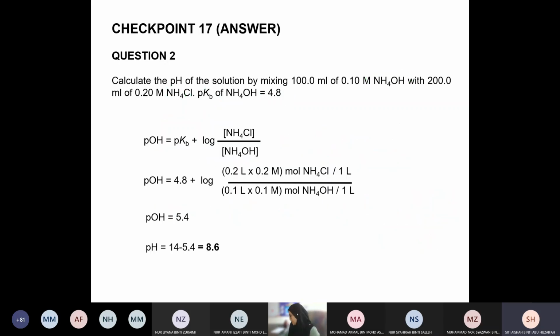This is the answer. Okay guys? Betul ke jawapan dia kan? Ya betul, 8.6. Okay, alright. So this is by using concentration.